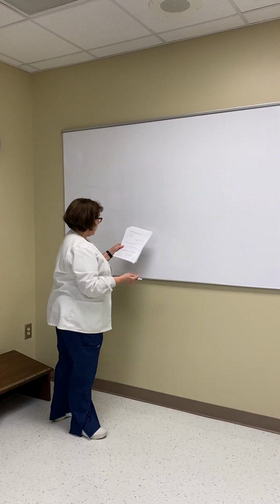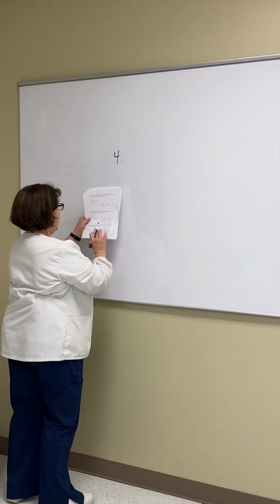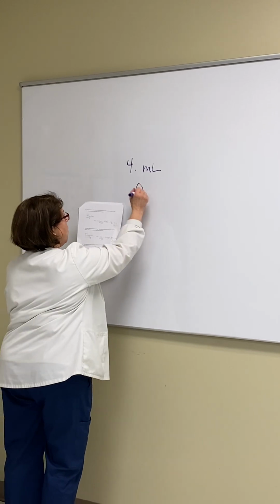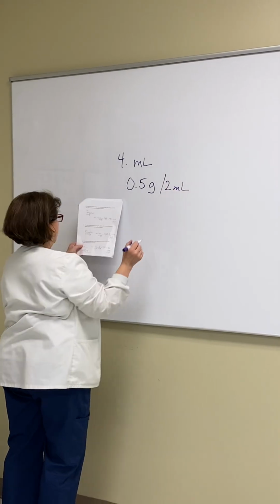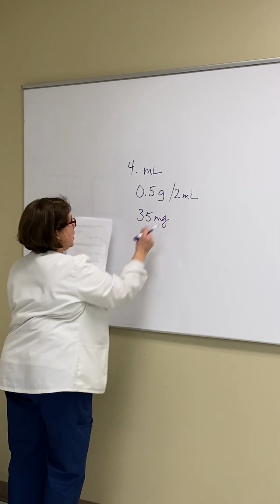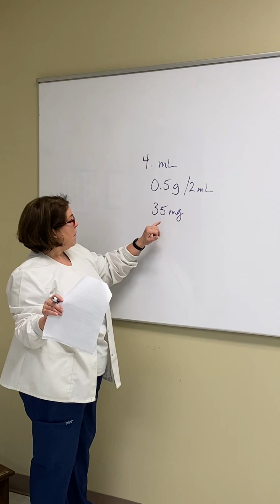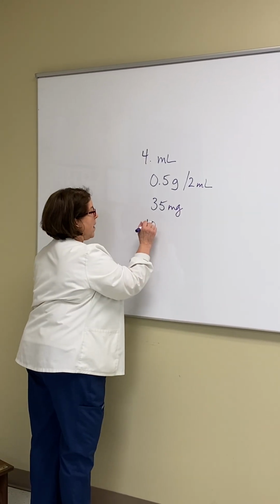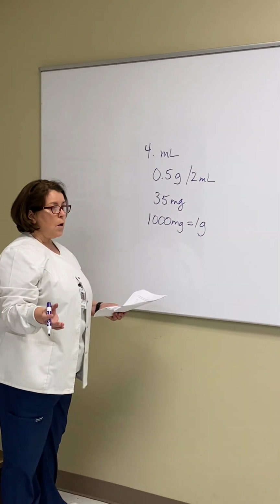So in this problem, we do have a conversion, all right? So this is number 4. So like always, we are looking for mLs, and I'm writing down my data. We've got 0.5 grams per 2 mLs, and we've got 35 milligrams. Now, what's important about this is we have unlike amounts. We've got milligrams here and grams here, so we have to add a conversion. 1,000 milligrams equals 1 gram.